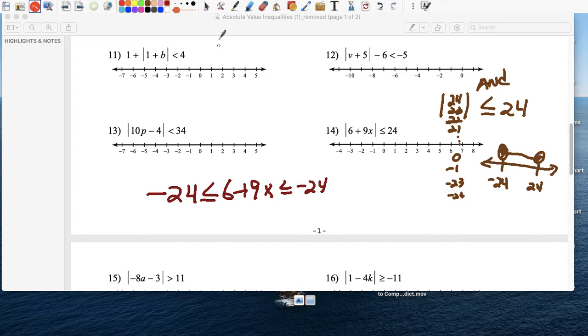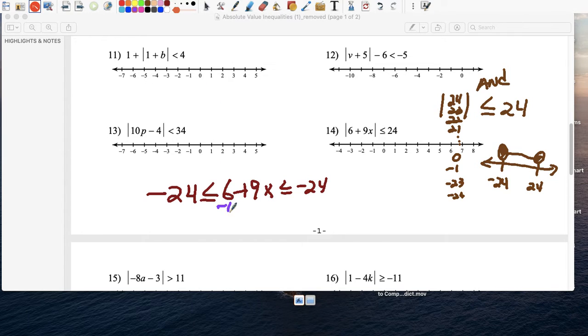There's an equal sign. So we have to get rid of the 6 and the 9. We're going to do minus 6. And we're going to get negative 30 less or equal to 9x less or equal to... Did I do something wrong? Oh, that's plus 24, sorry. And then plus 18. Now we're going to divide everything by 9. Divide by 9, divide by 9, divide by 9.